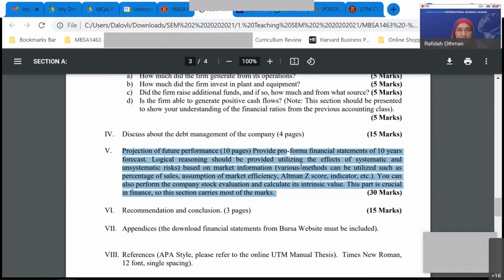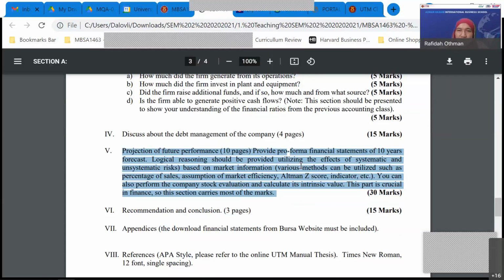Look at the trend. What is the trend of the revenue? Then you do your financial statement, right? And then what is the trend of the total asset? That total asset will be represented on your balance sheet, right? And then you try to do all this kind of analysis.